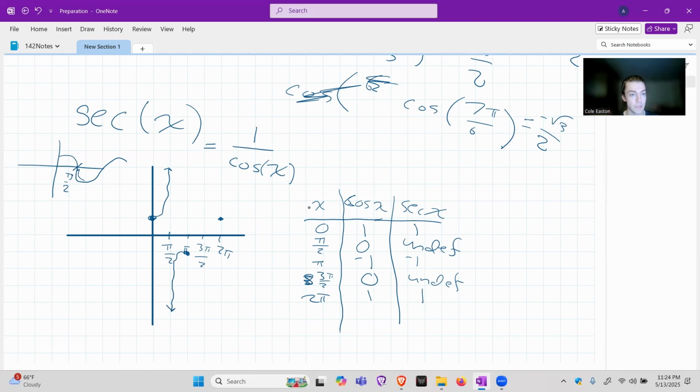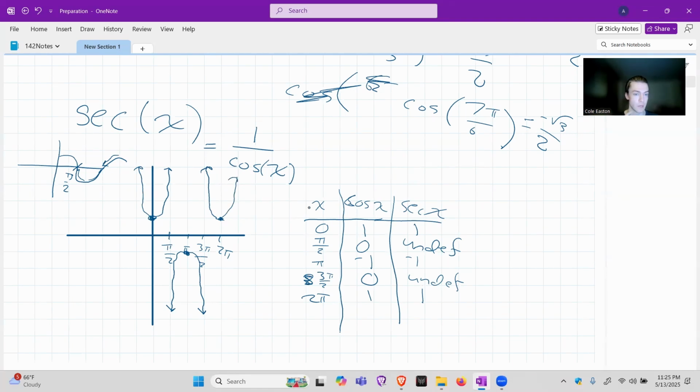And the same thing happens over here, right? As we approach 3 pi over 2, cosine approaches 0 on the negative side. And so we're approaching negative infinity. But then we can think about, again, over here, we're approaching 0 from the positive side. So really small positive number, divide by that, get a really big negative number. And so we end up with a function that looks like this, and it continues along like this.